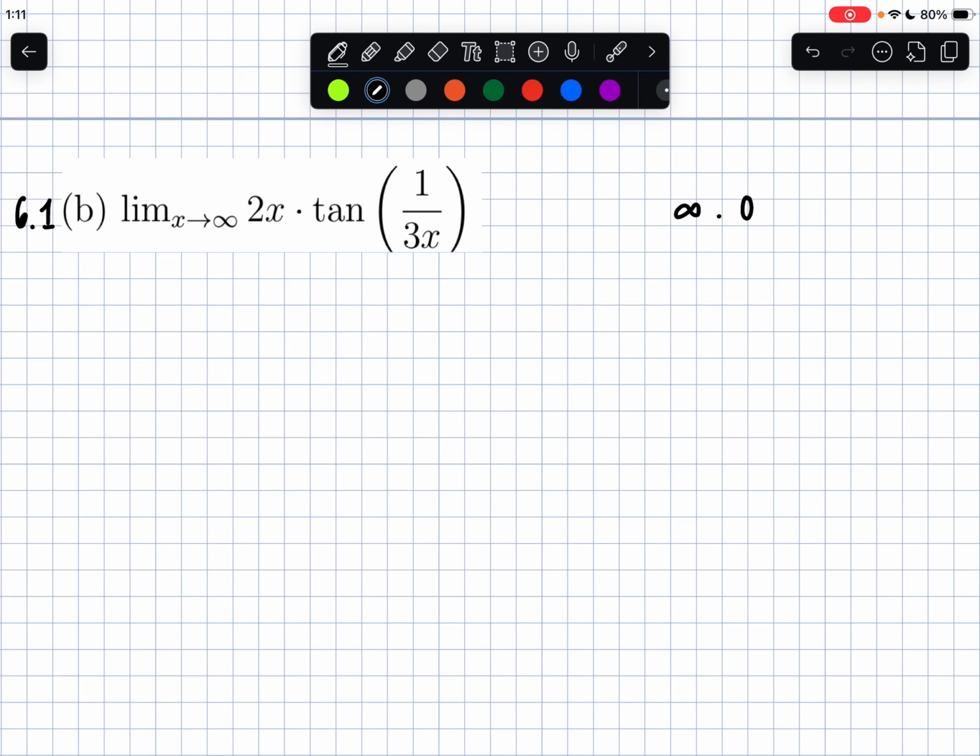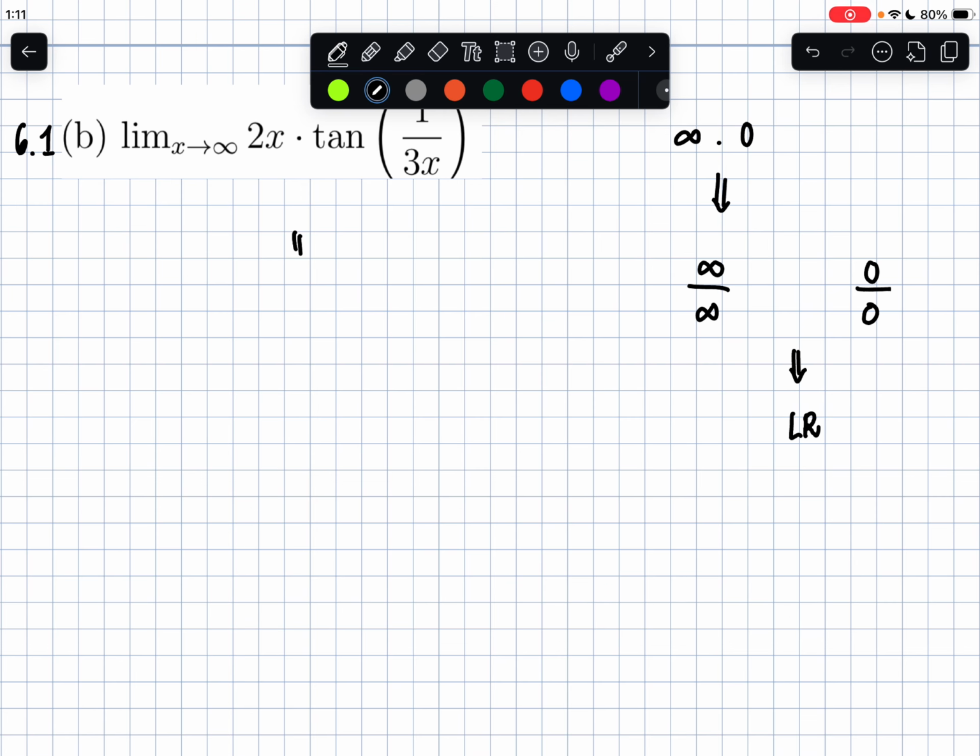Infinity times 0. So this is the type where we will bring it to the form either infinity over infinity by writing 0 as 1 divided by infinity, or 0 over 0 by rewriting infinity as 1 over 0. And then you use L'Hopital's rule. So let's do that.